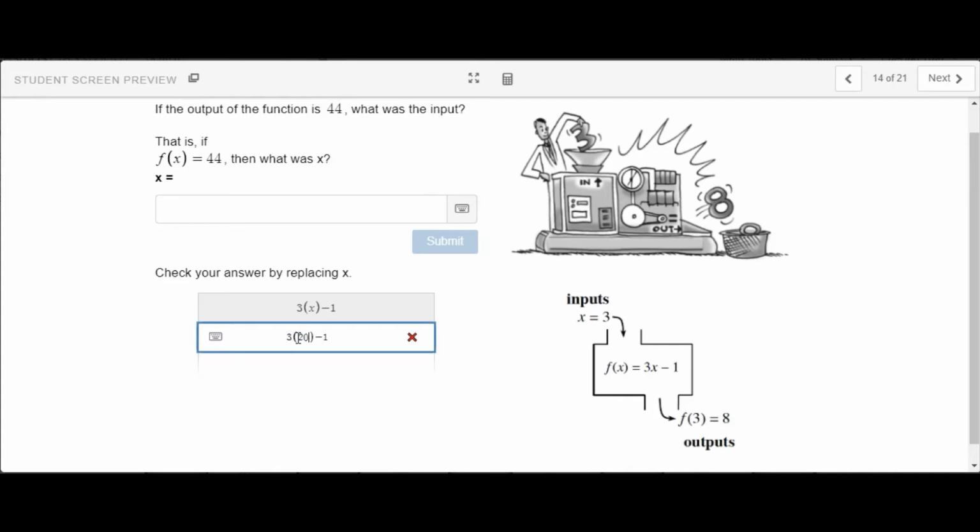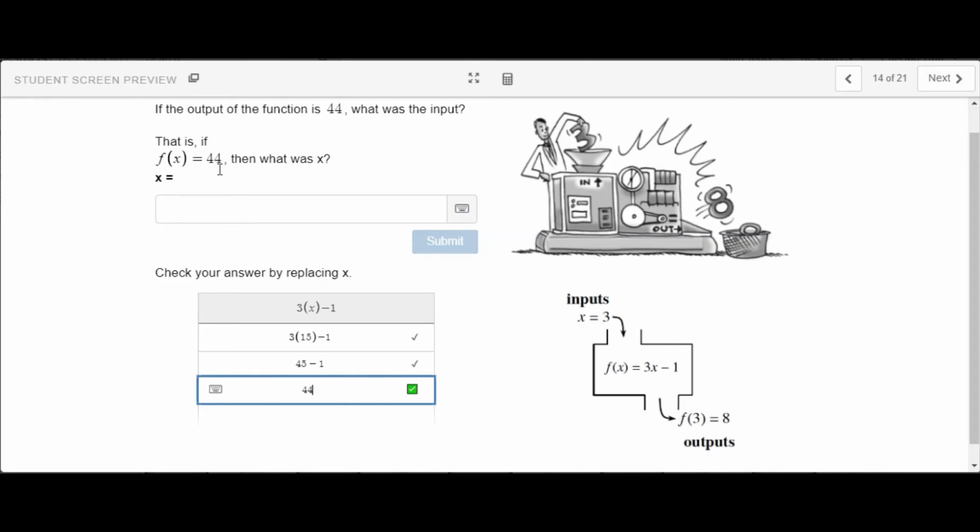If 20 goes inside our machine, 3 times 20 is 60, and then 60 minus 1 is 59. And that's a little bit too big, right? I want my answer to be 44. So what goes inside is probably smaller than 20. Maybe let's try 15. 3 times 15 is 45. And then 45 minus 1 is 44. So what goes inside the machine to make the answer 44 is going to be x equals 15.